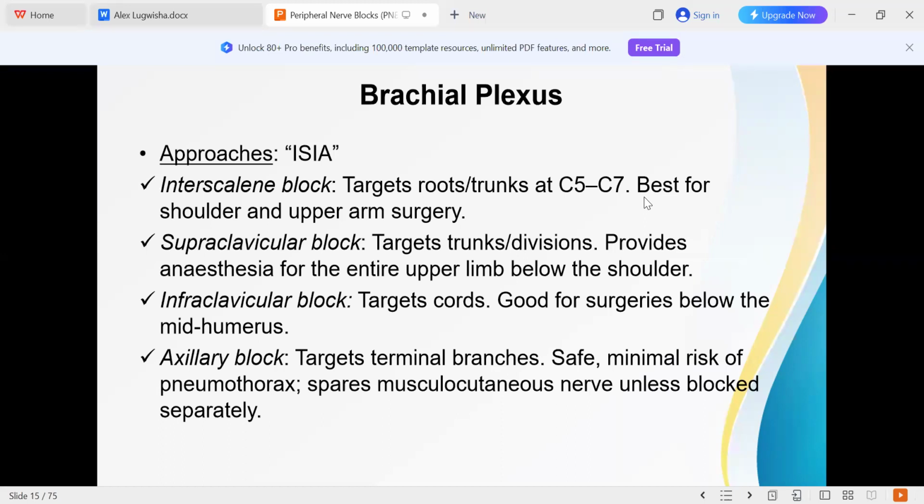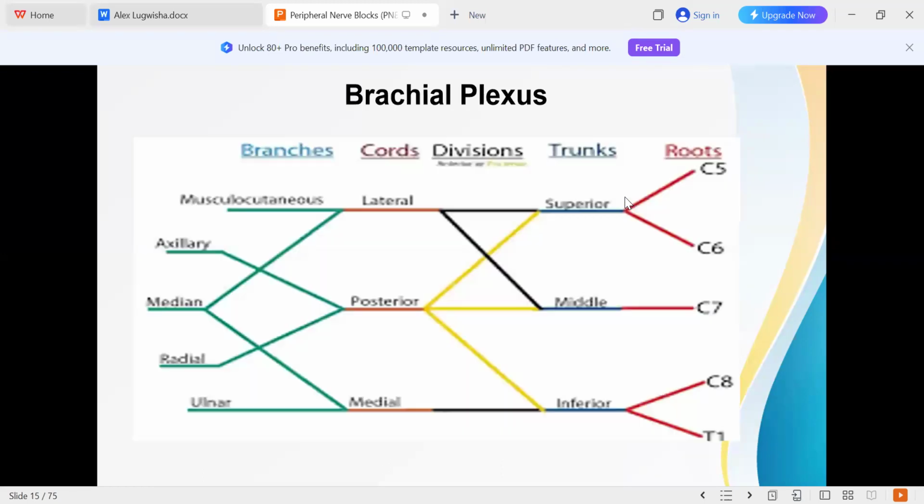So you can see that from the roots to the branches, the different approaches to brachial plexus block are aimed at targeting different areas. The roots and the trunks are targeted by the interscalene. The trunks and the divisions are targeted by the supraclavicular. The cords, the division of the cord, by the infraclavicular. And when you're doing an axillary block, you're actually targeting the terminal branches of the brachial plexus.